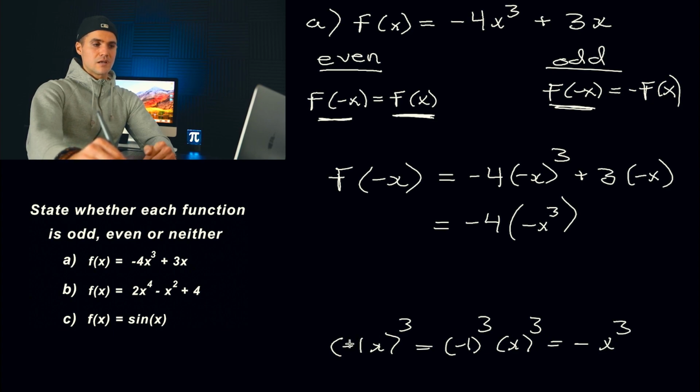So if this was negative 1x in brackets to the power of 4, we'd end up getting positive x to the 4, because you'd have negative 1 to an even exponent. That's always going to give you positive 1. All right, so that's going to be negative x cubed right there. And then 3 times negative x, there's no exponent to worry about here, so we can just multiply these right away. That's going to be minus 3x, like that. And then negative 4 times negative x cubed is going to be positive 4x cubed minus 3x.